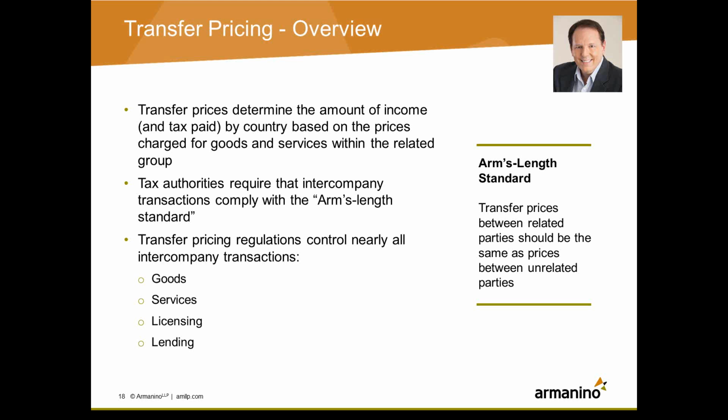And so the basic tenet of transfer pricing is that intercompany transactions must comply with the arm's length standard. The arm's length standard is quite simple. It says that transfer prices between related parties for goods and services should be at the same prices as transactions with unrelated parties. It sounds pretty simple, but it's not always so simple to implement. Transfer pricing regulations and legislation affect nearly all intercompany transactions, whether for goods, services, licensing, royalties, or even lending transactions. Transfer pricing compliance has to be considered.